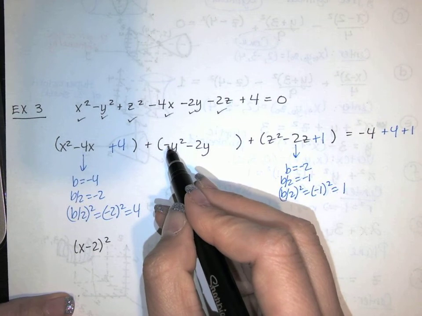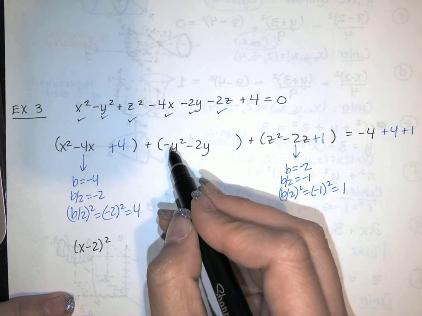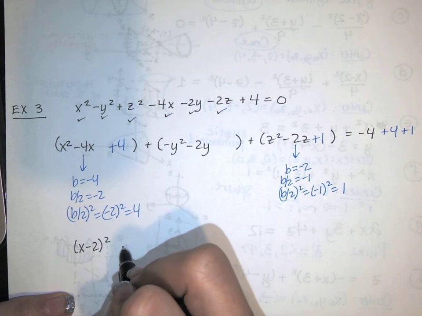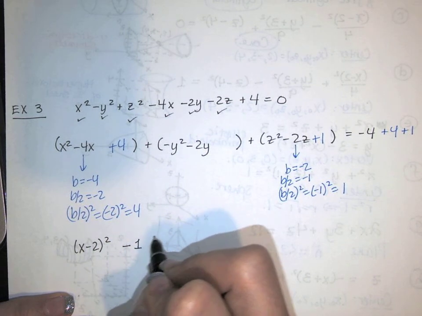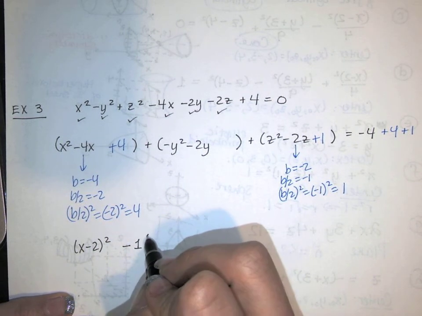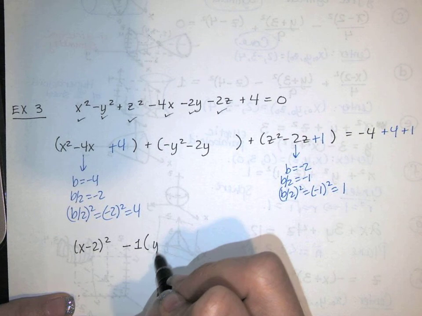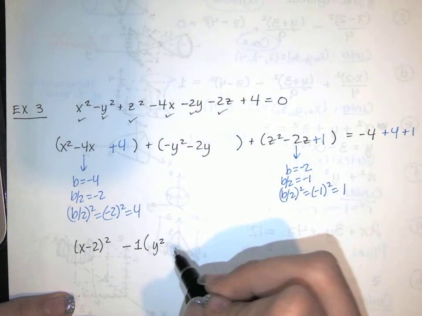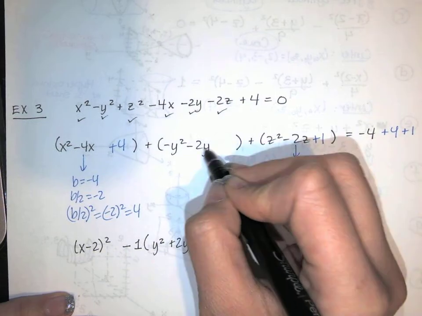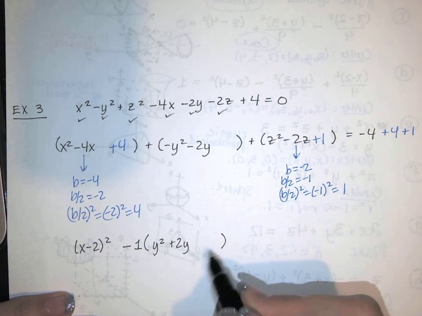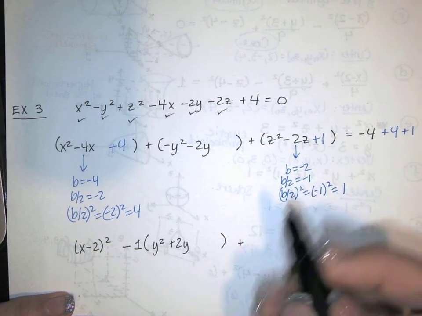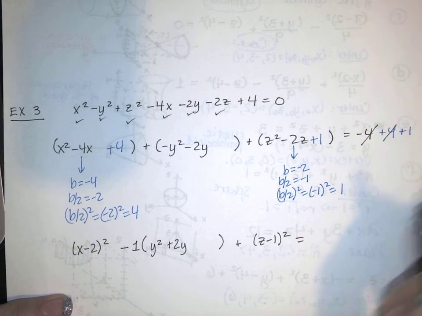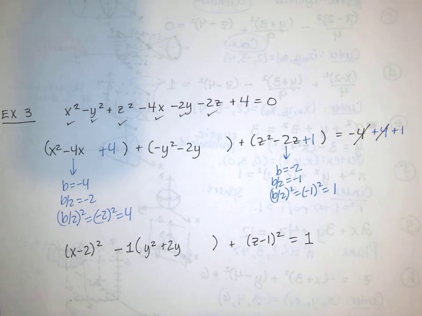Now from here I need a positive y squared, so I'm going to factor a negative 1 out of both terms, this one and this one. So we have a negative 1, I'm going to make it explicit by writing it as a negative 1, times y squared gives me the negative y squared, and negative 1 times positive 2y would give me negative 2y. We're going to complete that square, and this one factors to z minus 1 squared. Over here, we've got a 1 on the right-hand side for right now.